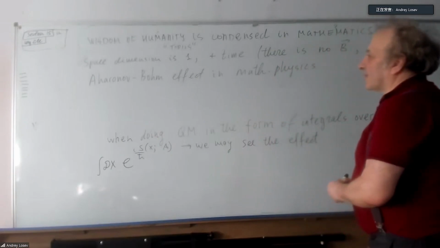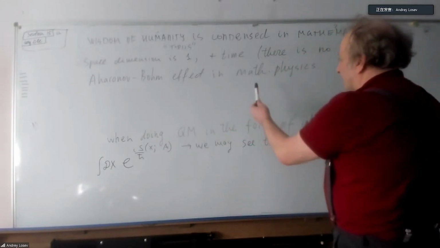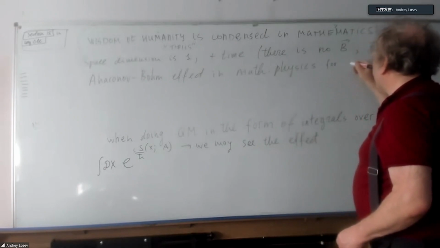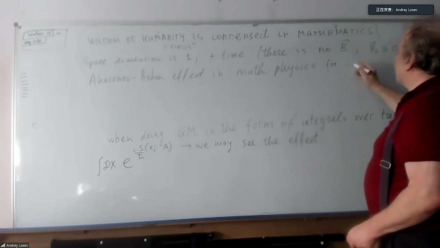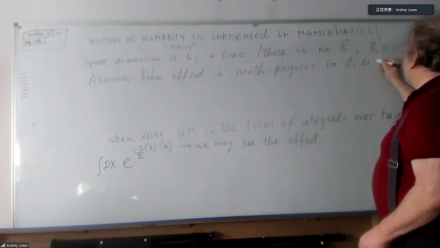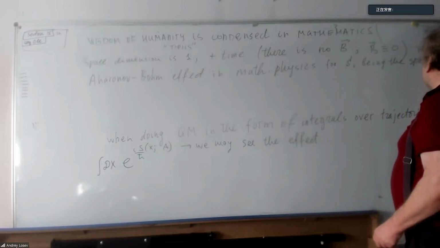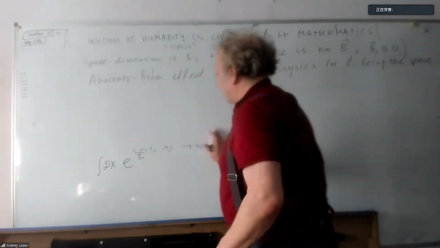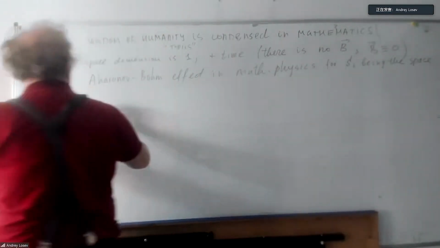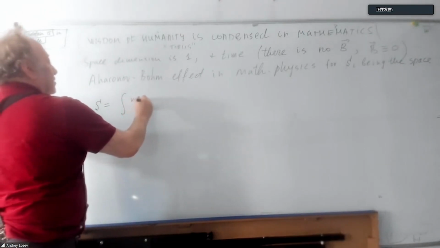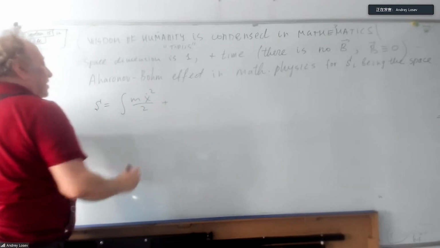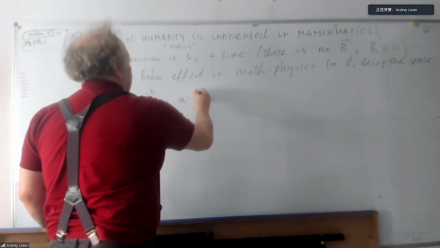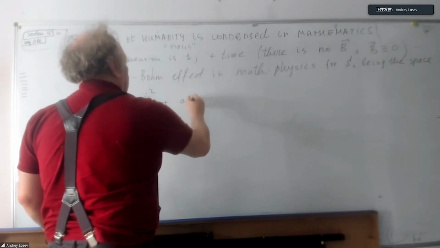So what will we do? We would study the same quantum mechanical system with non-trivial vector potential for periodic, or compact, space S1 of length L. So we will write the S that we study plus A X dot. That's it.